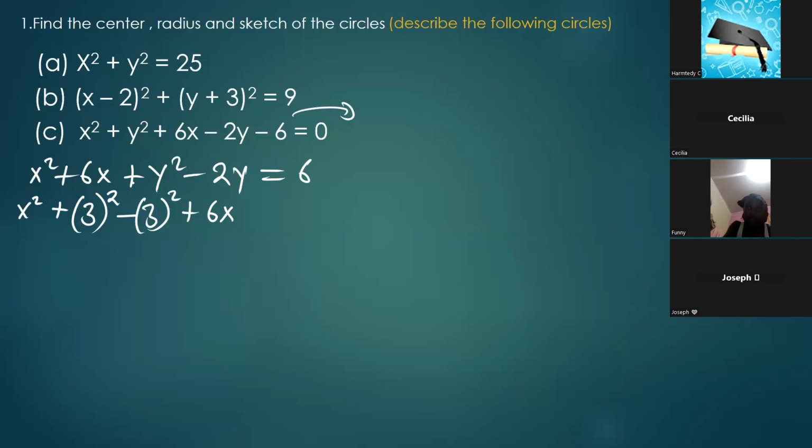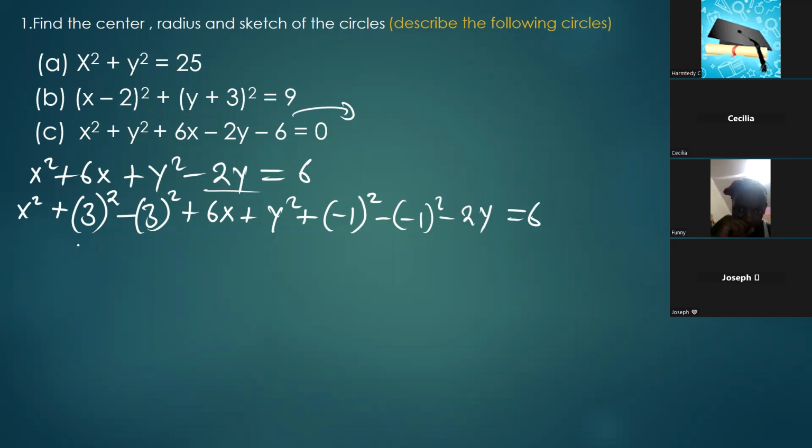So I'll also do the same for y. I'm going to have y squared there, and then the half of negative 2 here is going to be what? So I'll say plus half of negative 2 is negative 1, and I'll square this as well. And then I'll say minus the same thing which I've written here, which is negative 1 squared. Then I'll write minus 2y there. Then we say this is equal to 6.